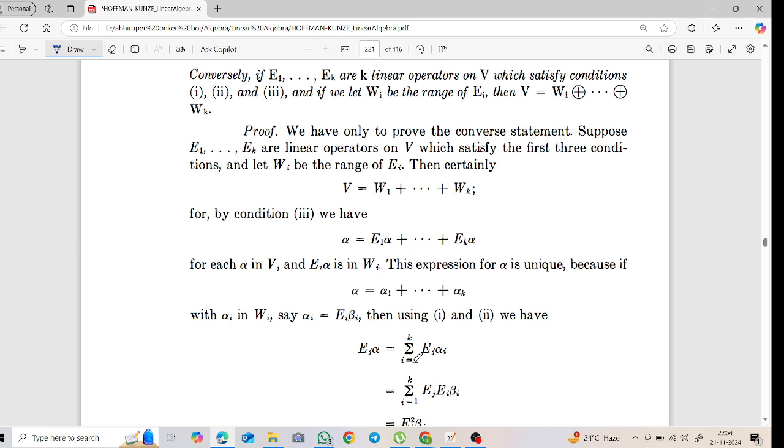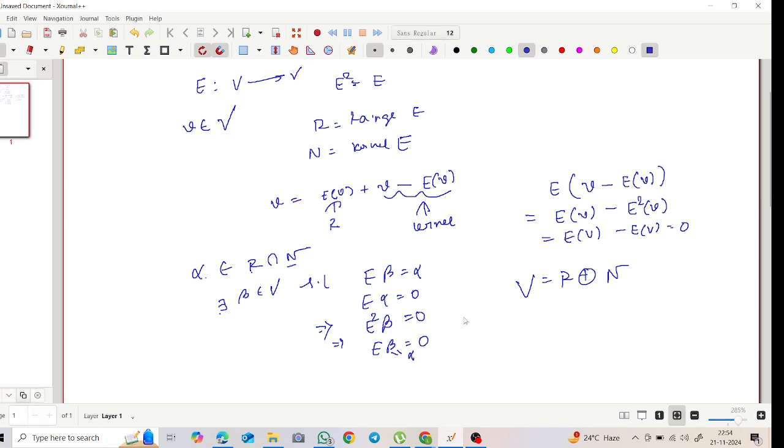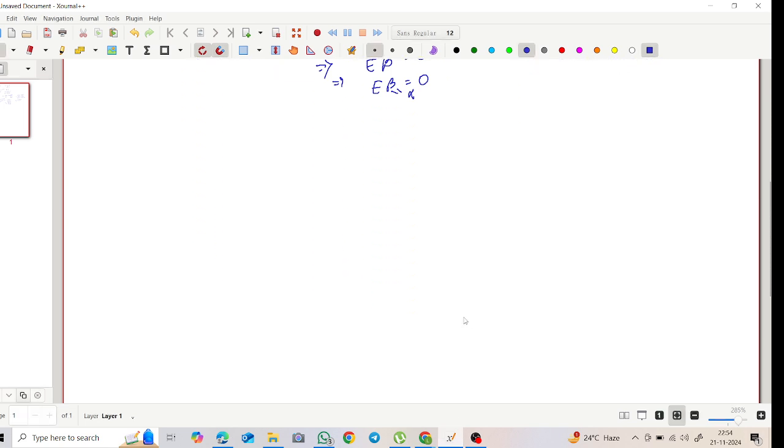Proof. See, the proof is not very tough. Why? We only have to prove the converse statement. So what about the other statement? So first of all, suppose given V is W1 direct sum up to Wk.